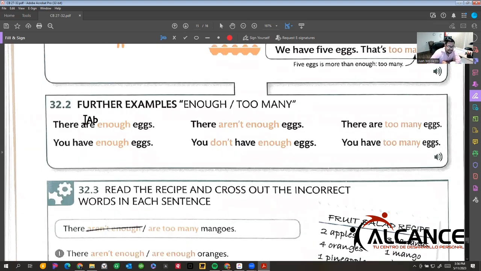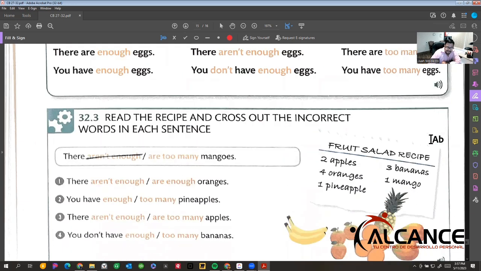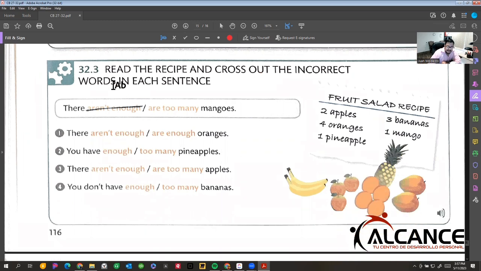Otros ejemplos aquí, some further examples. There are enough eggs. You have enough eggs. No, there aren't. There aren't enough eggs. You don't have enough eggs. There are too many eggs. You have too many eggs. Got it? For this one, we read the recipe and then we just select that if we have it here.